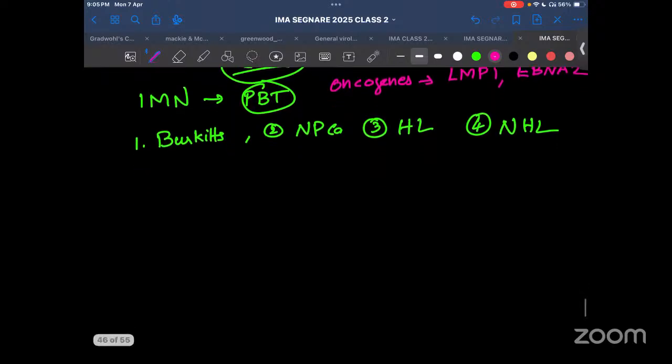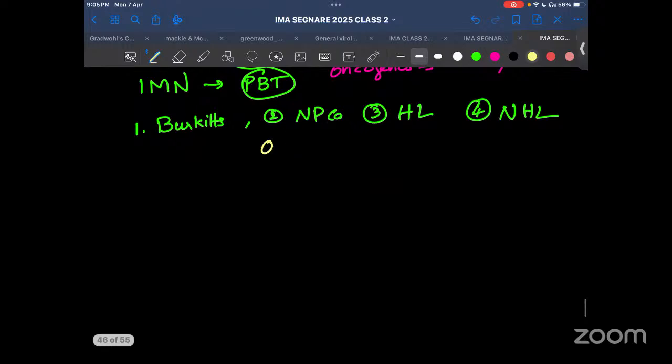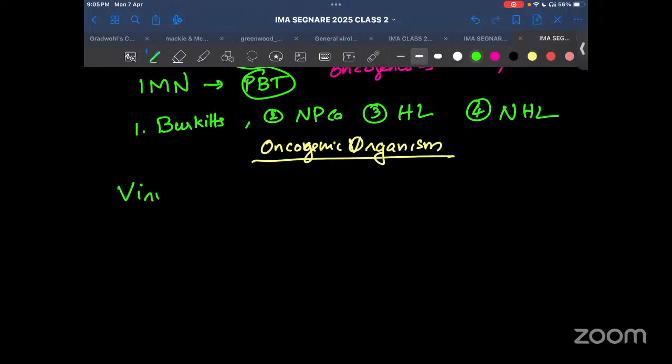Just because we have discussed the oncogenes, we will discuss oncogenic organisms, not only oncogenic viruses. Oncogenic organisms can be viruses, parasites, bacteria, or fungi, which are cancer causing.